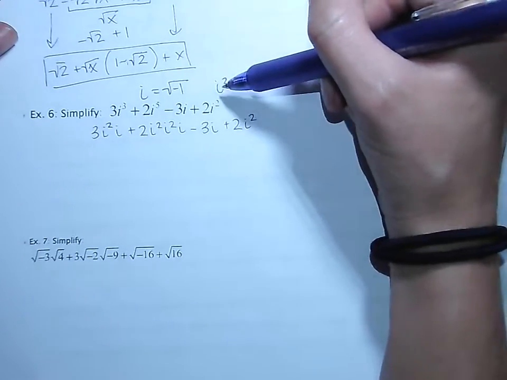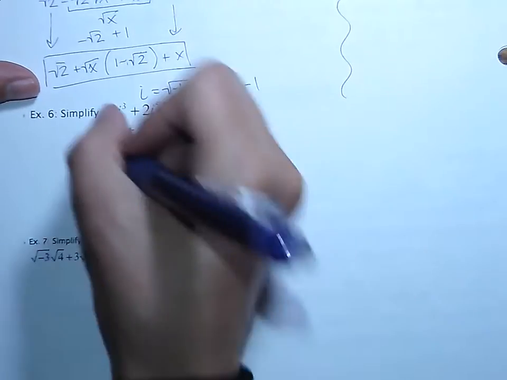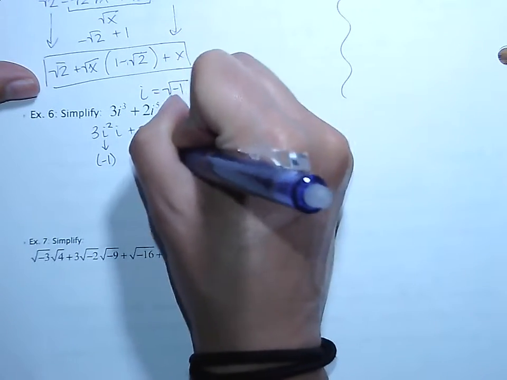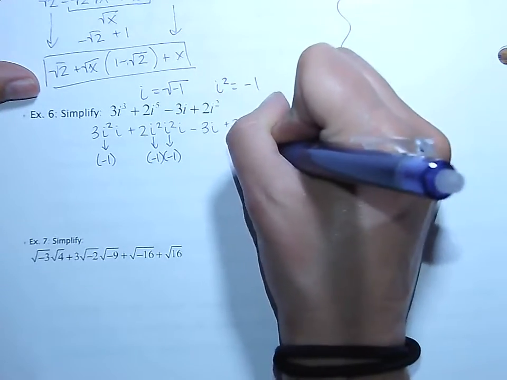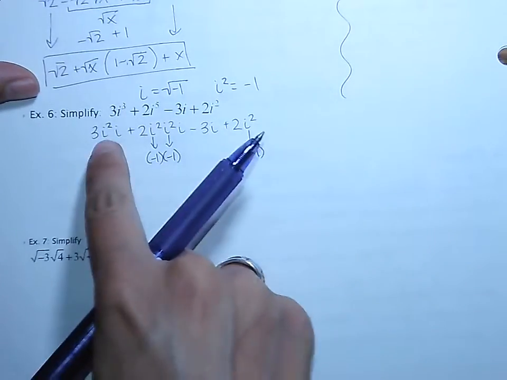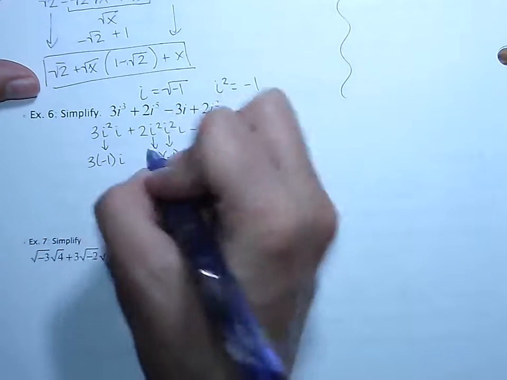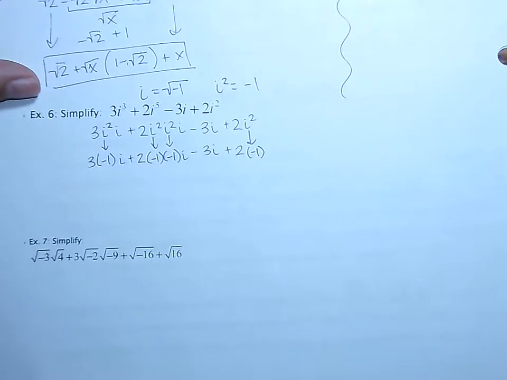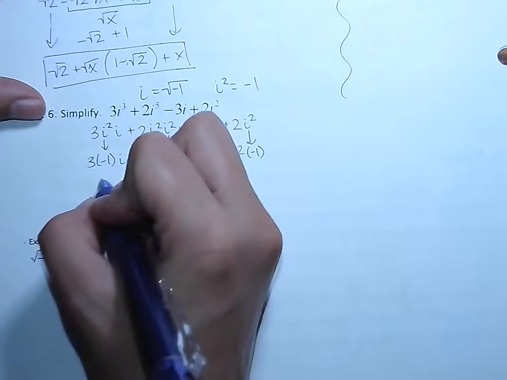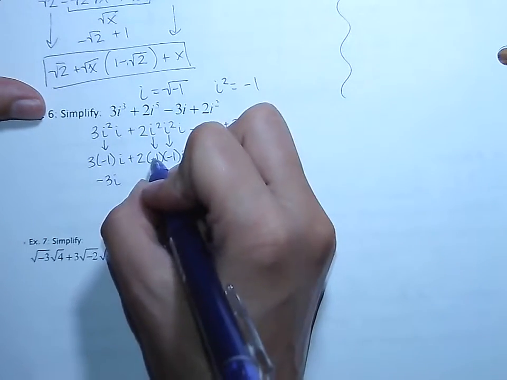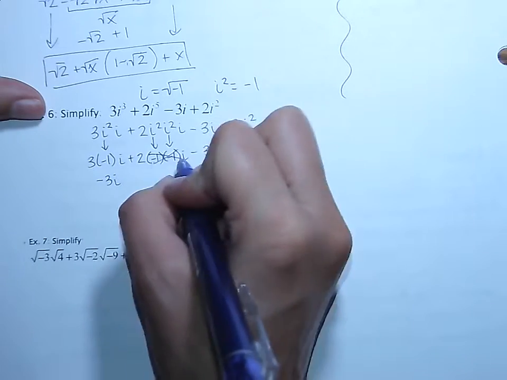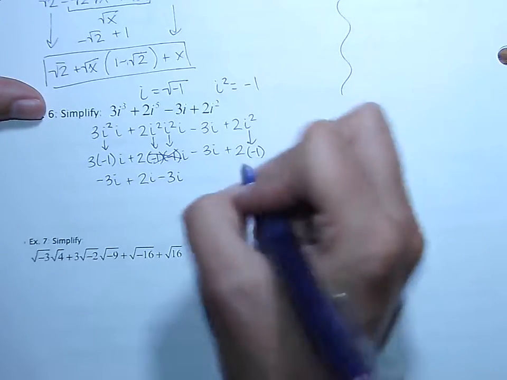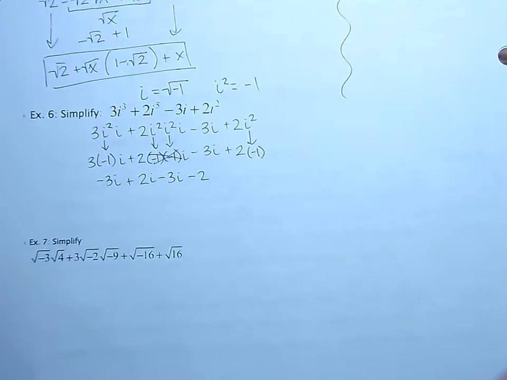Anytime we see an i squared, we want to replace it with a negative 1. So this becomes negative 1. This becomes negative 1. So does this one. And so does this one. Everything else will stay the same except for those i squareds being replaced. So 3 and i plus 2 and i minus 3i and plus 2. Now I'm going to multiply. 3 times negative 1 is negative 3i. Negative and a negative make positive and they go away. So it's just positive 2i. Negative 3i. This one becomes negative 2.